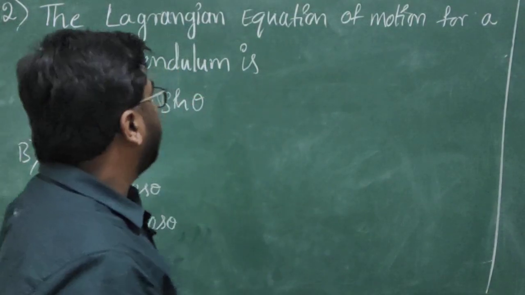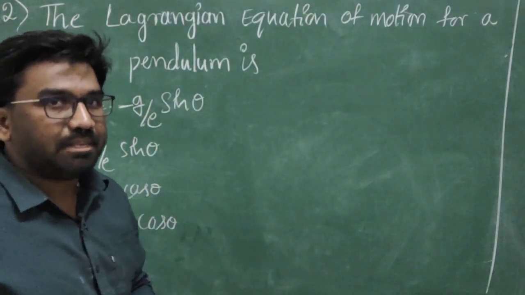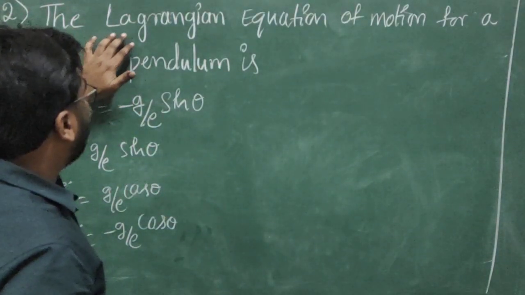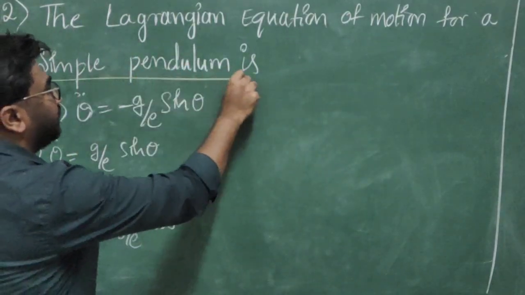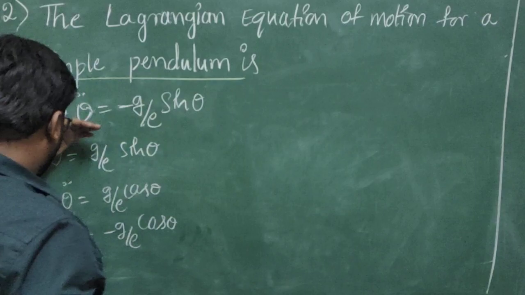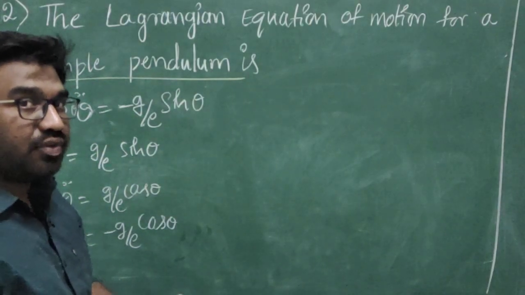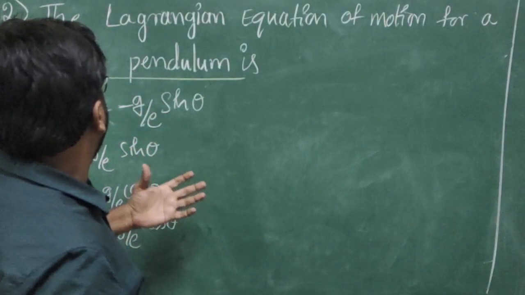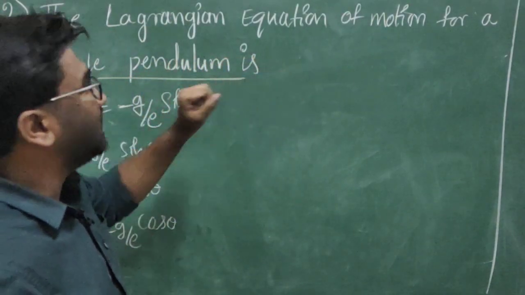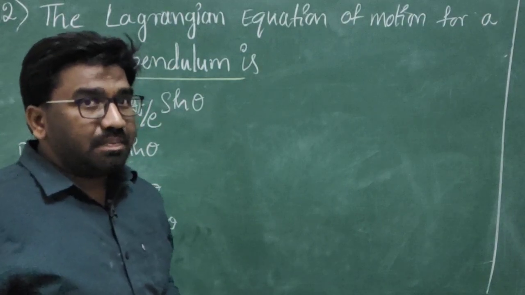So this is question number 2, and from the KCET paper it is question number 12. The Lagrangian equation of motion for a simple pendulum is... In these 4 options, we should find out which one is the Lagrangian equation of motion for a simple pendulum. Okay, so what is a simple pendulum?